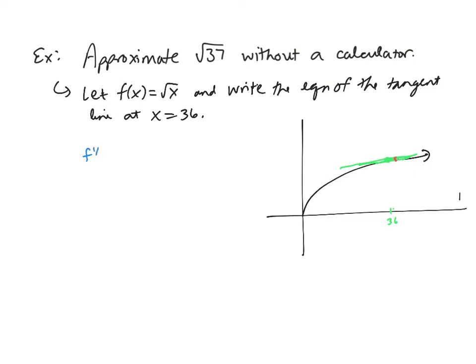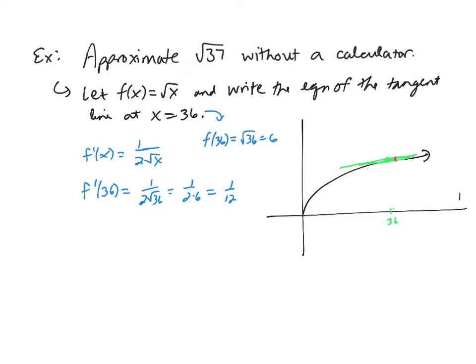So if f of x equals radical x, f prime of x equals 1 over 2 radical x, using my power rule and thinking of that as x to the 1/2, and therefore f prime of 36 is 1/12. I also need to know just what f of 36 is. And that's radical 36, which is 6. So this point here is my 36 comma 6. That makes this 6 on my y-axis. And that's my point of tangency.